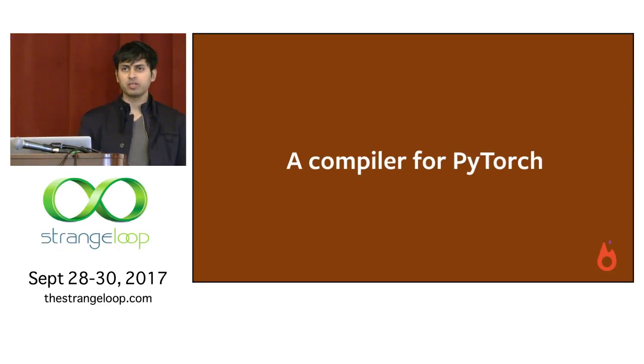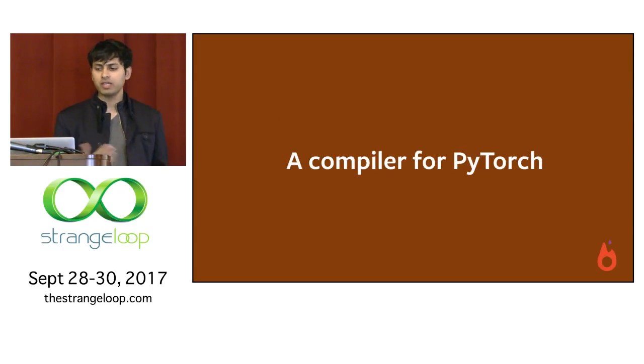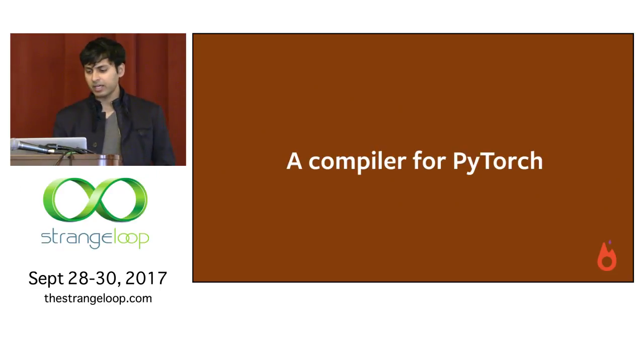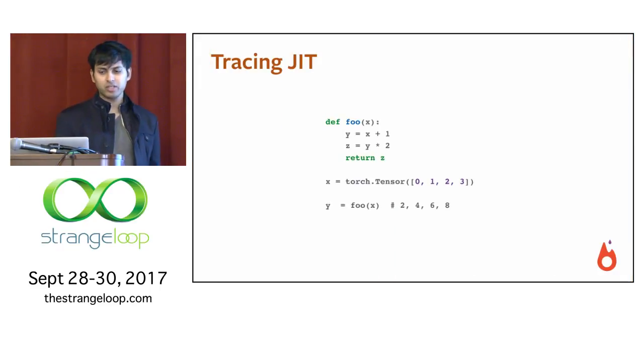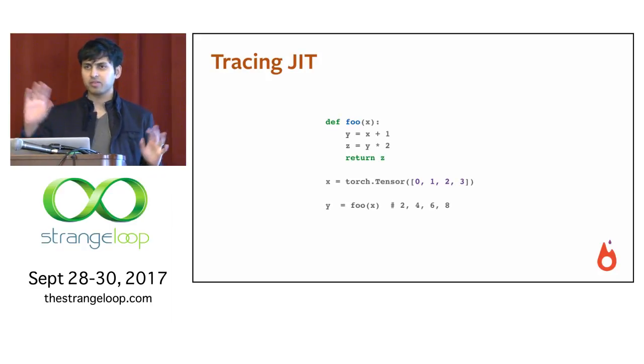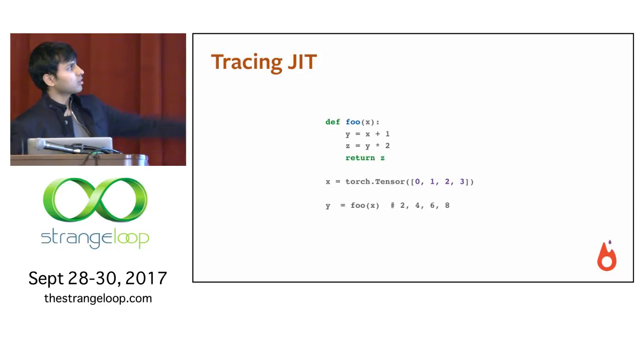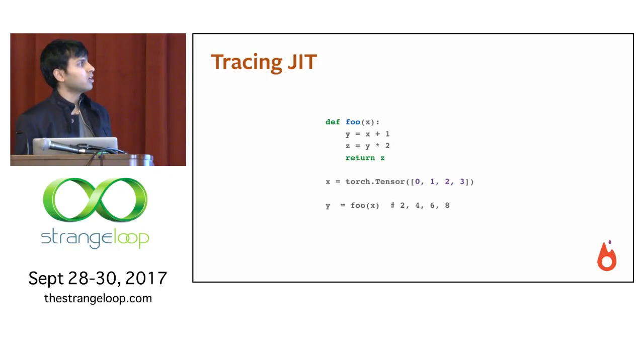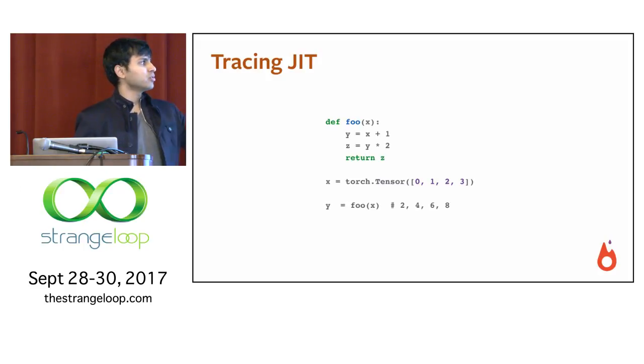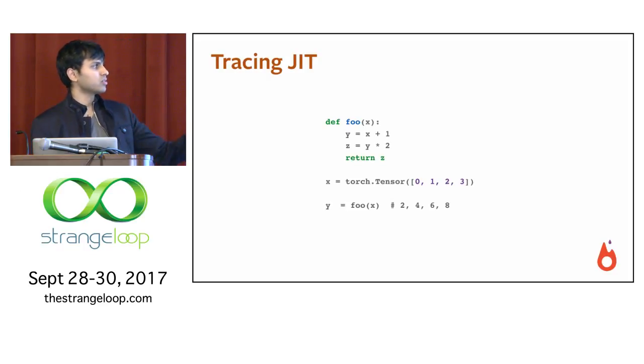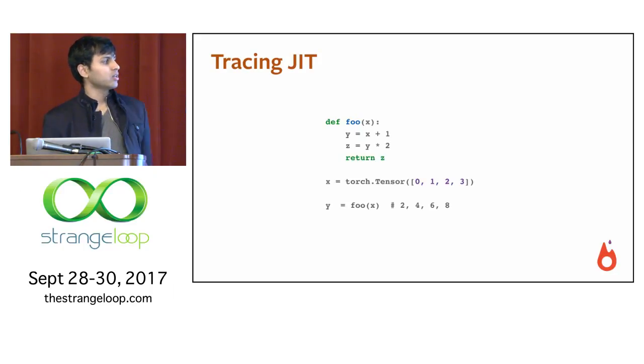Because PyTorch is a fully dynamic program, we don't know what the neural network is ahead of time. We had to build a just-in-time compiler, and we built a tracing JIT. This is a very simple, small example of how tracing JITs work. Don't kill me if you're a compiler expert. Let's take this function foo, which adds 1 to x, its input, and then multiplies the result by 2 and returns z. So you can give some input x and it'll produce y, the corresponding result.